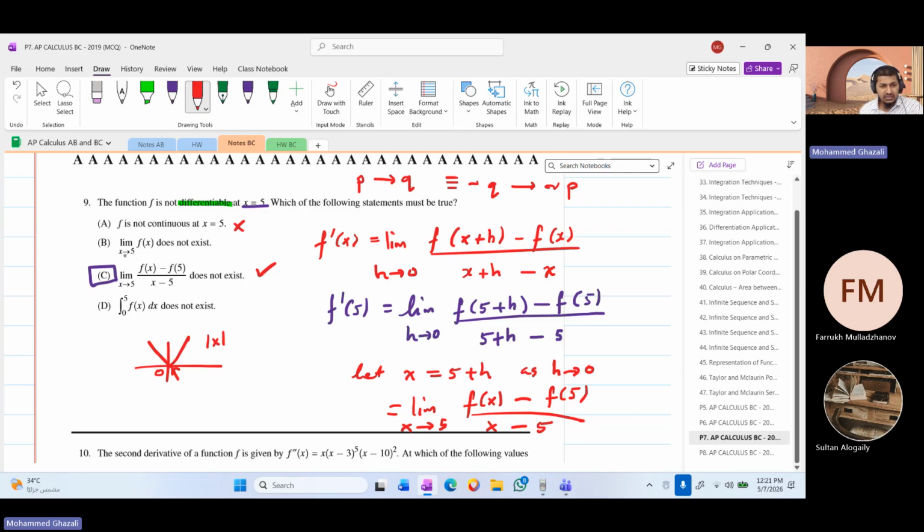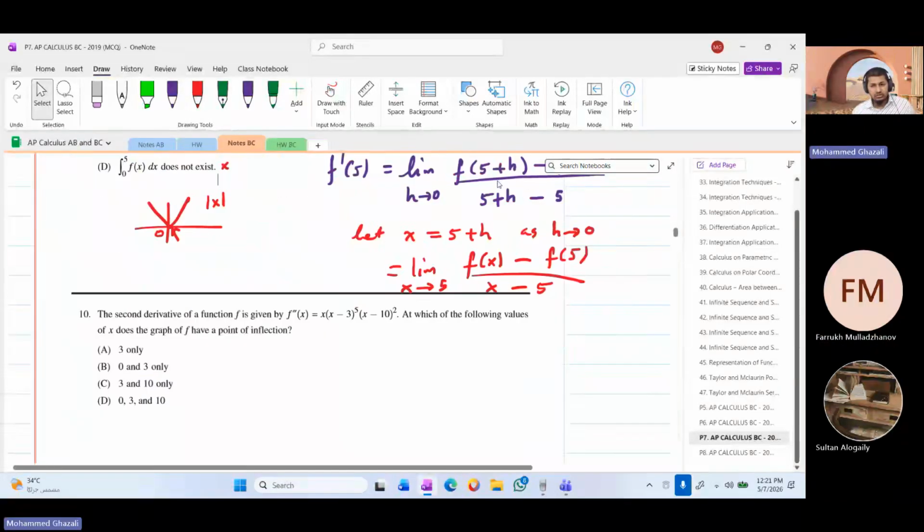Does not exist, limit as x approaches 5 of f of x. This has nothing to do with differentiability. There are no derivatives there, right? And we said this is nothing. So that's your only correct option. Are we good? Makes sense, guys? Yeah, makes sense. Right, let's move on to the next question.